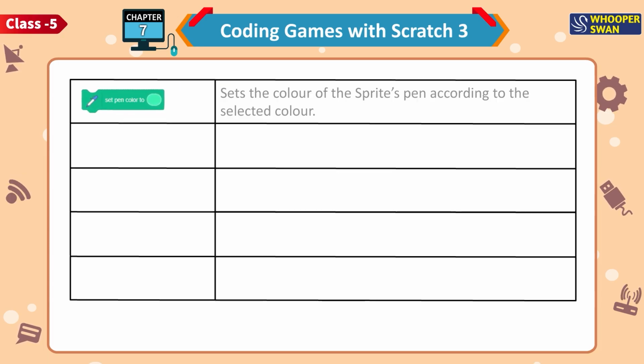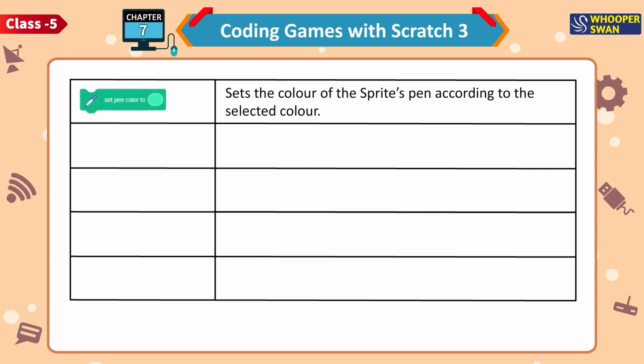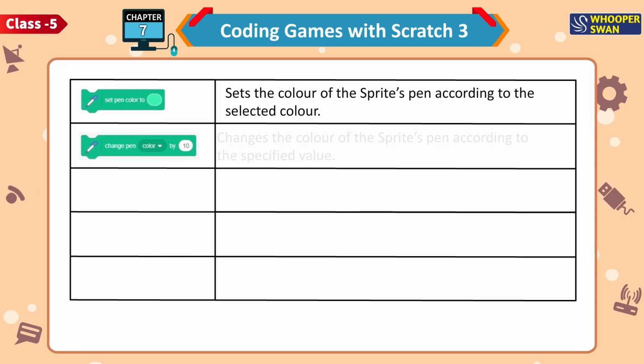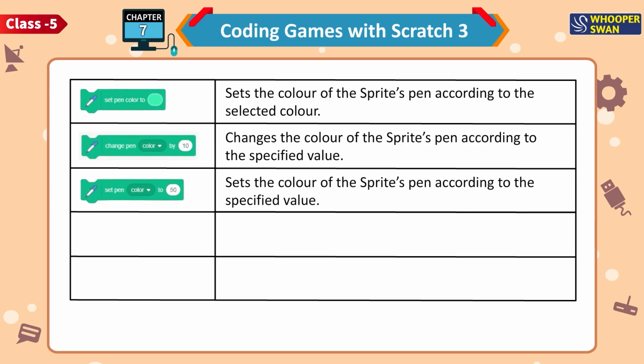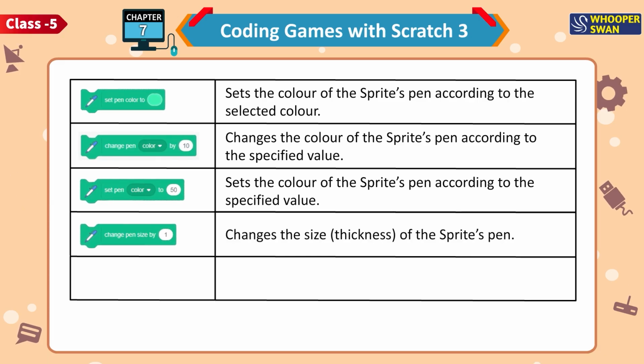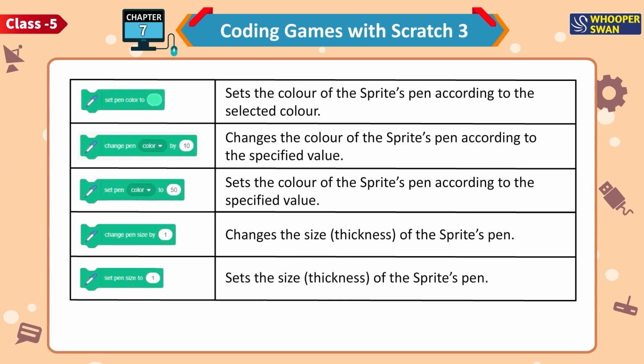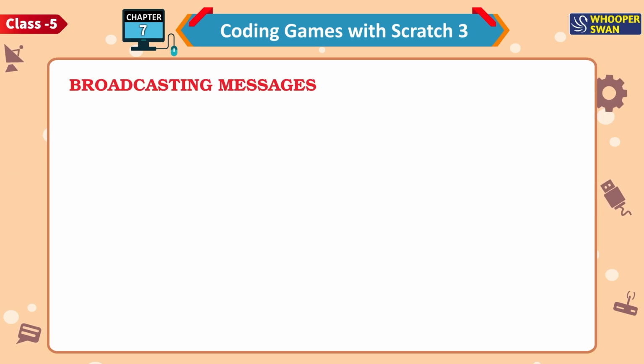Set pen color. Sets the color of the sprite's pen according to the selected color. Change pen color by 10. Changes the color of the sprite's pen according to the specified value. Set pen color to 50. Sets the color of the sprite's pen according to the specified value. Change pen size by 1. Changes the size, thickness of the sprite's pen. Set pen size to 1. Sets the size, thickness of the sprite's pen.